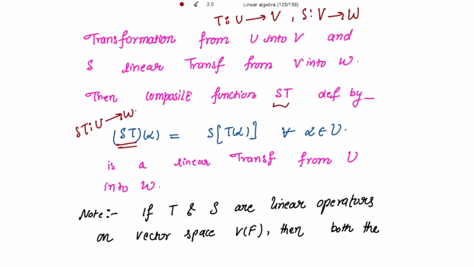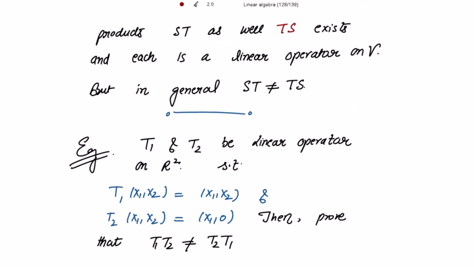Please note that if T and S are linear operators on vector space V over F, then both the products ST as well as TS exist, and each is a linear operator on V. But in general, these two are not equal. If S and T are linear operators, right? Okay, now let's move on to the example.